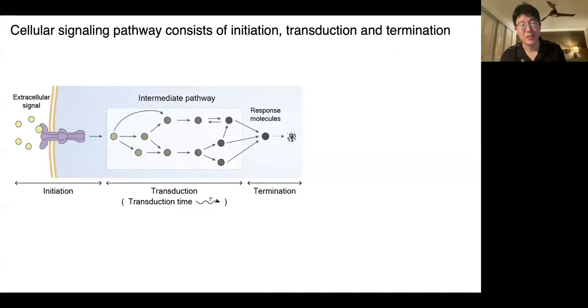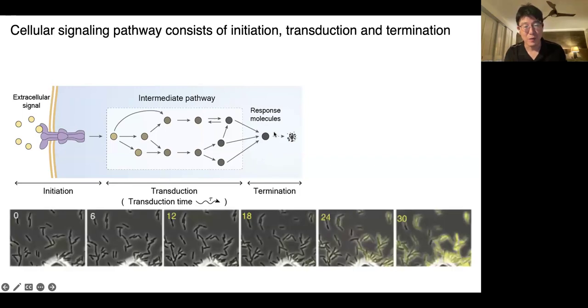So first, let me describe the basic concept of the cellular signaling pathway. We have a cell, and the cell has a membrane. If an extracellular signal arrives at this membrane, then the cell can sense this signal, and this signal is transduced through this complex pathway. When it arrives at some final places, it will generate some response molecule. Typically, it's some gene transcription.